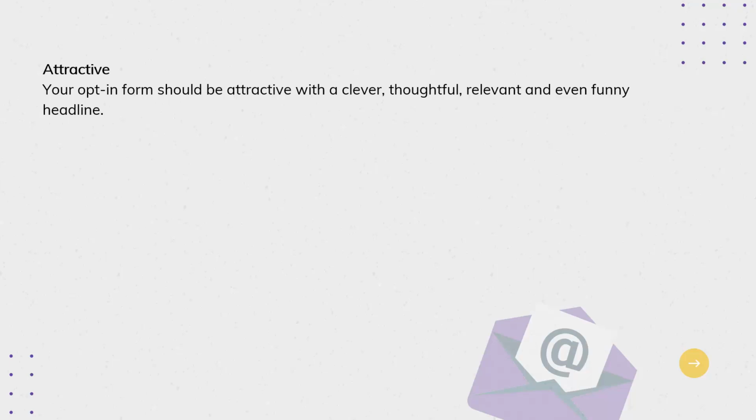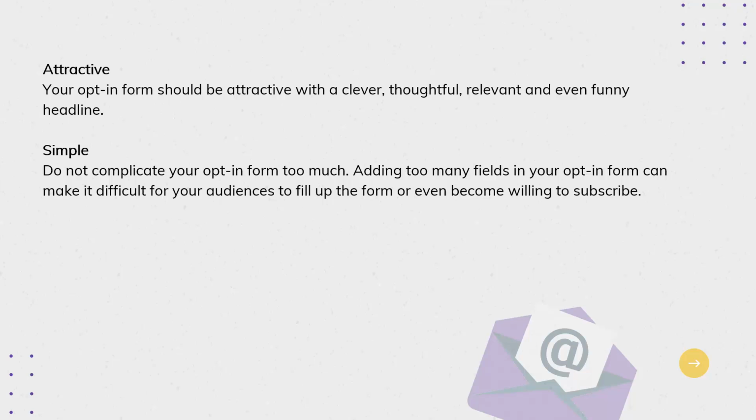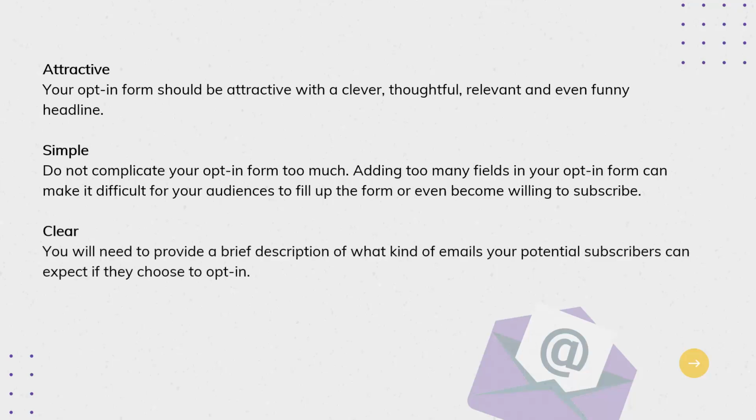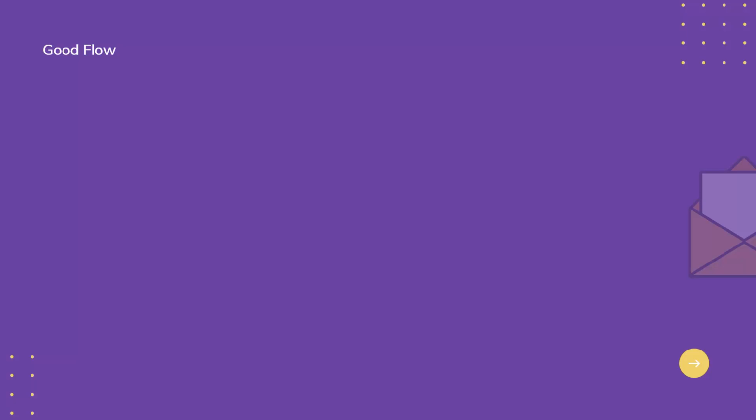Simple. Do not complicate your opt-in form too much. Adding too many fields in your opt-in form can make it difficult for your audiences to fill up the form or even become willing to subscribe. Clear. You will need to provide a brief description of what kind of emails your potential subscribers can expect if they choose to opt in. Relevant. Of course, your opt-in form must be relevant. Good flow. The flow should be natural on your website.